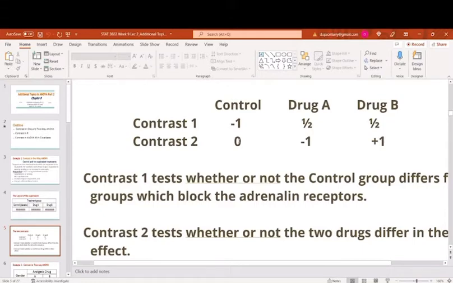Now, contrast 2 is telling me that I only want to see if there's a significant difference between drug A and drug B. Now, this is 2 contrasts. And of course, this is the interpretation of that. Contrast 1 tests whether or not the control group differs from the groups which block the adrenaline receptors, and contrast 2 tests if there's a significant difference between the 2 drugs.